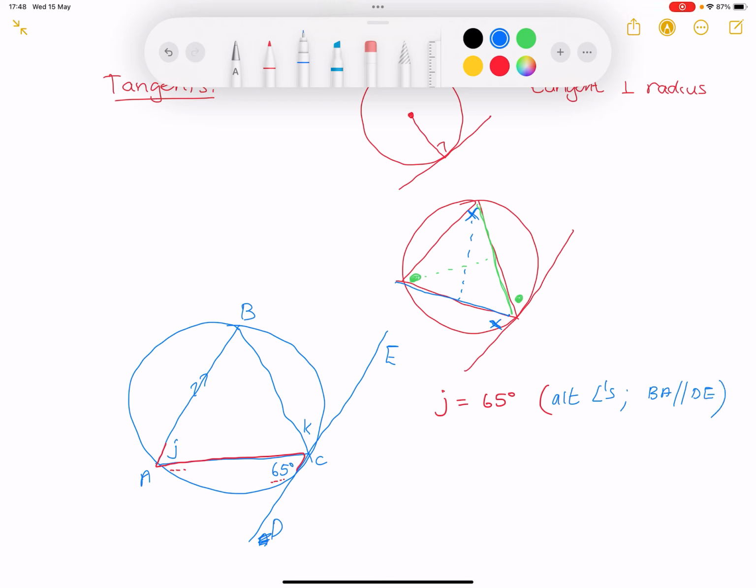But now you have the tangent. This is now the tangent. And with the tangent you have that angle, then you look at that line, and from that line you come to this one. So what can you say? That K is equal to 65. K is equal to J is equal to 65. And then we write it's the tan chord theorem.